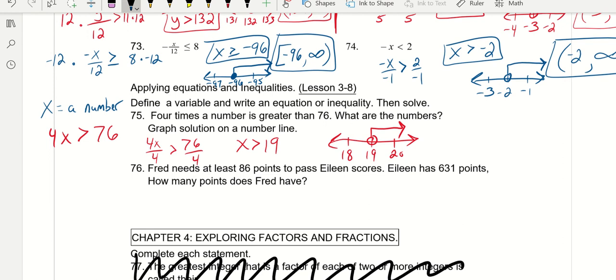Okay, this one's a little tricky because if he needs 86 to pass her, what does he need to tie her? He needs 85, right? So Fred has 85 less than Eileen. So we'll say F equals Fred's points.